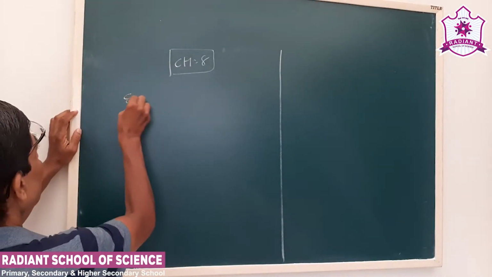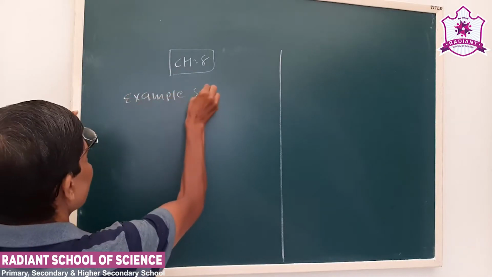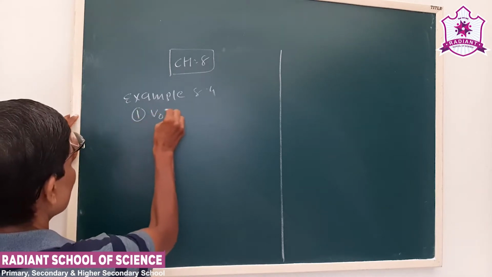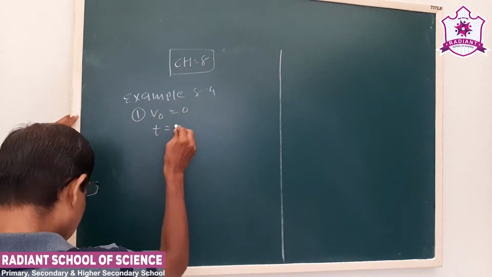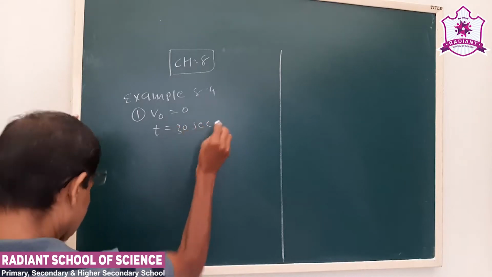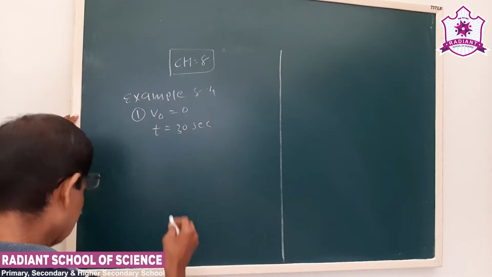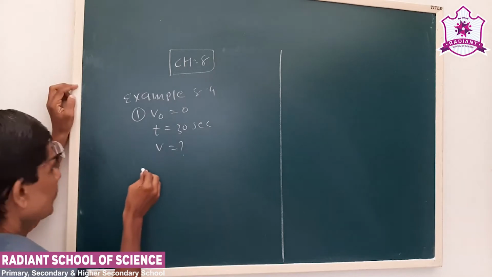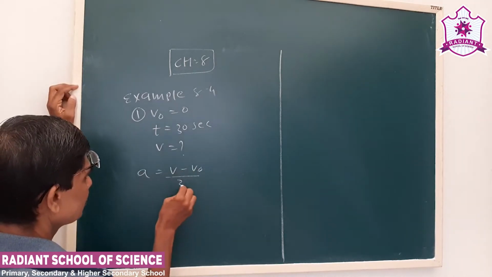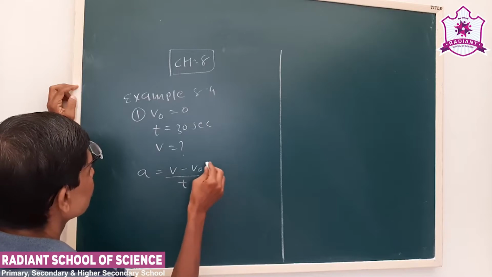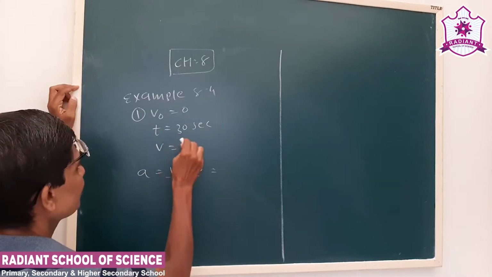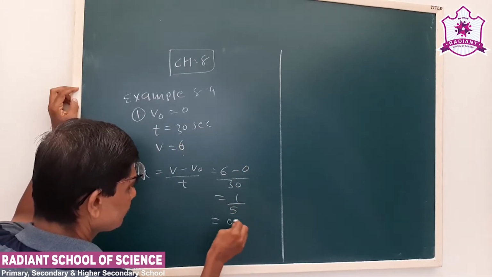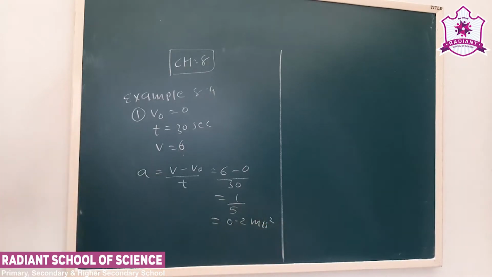we saw example 8.4, in which initially, in the first part, V0 was 0, and the time given was 30 seconds. We had to find out the acceleration. So that was the first part. Now a is equal to V minus V0 upon t. That is, V was given as 6, so 6 minus 0 upon 30, which is 1 by 5.